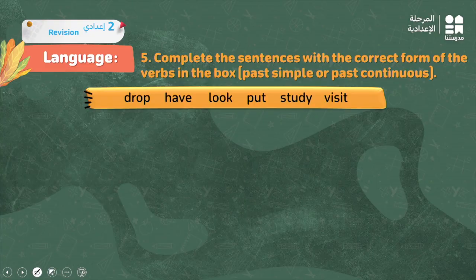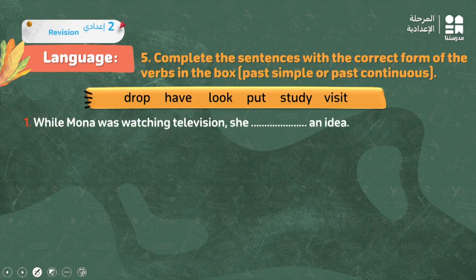So, now let's focus on the coming exercise, to apply what we have just understood in the difference between past continuous and past simple. Now, we have here some verbs: drop, have, look, put, study, and visit. Some of them are to be added in the gaps, and we have to put every verb, whether in the past continuous or the past simple.